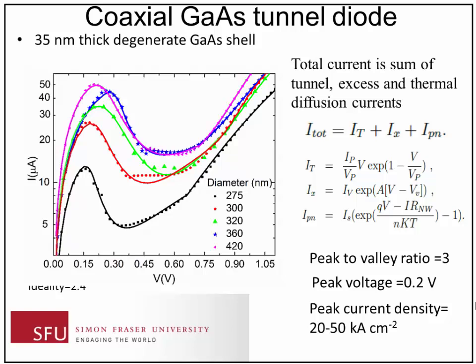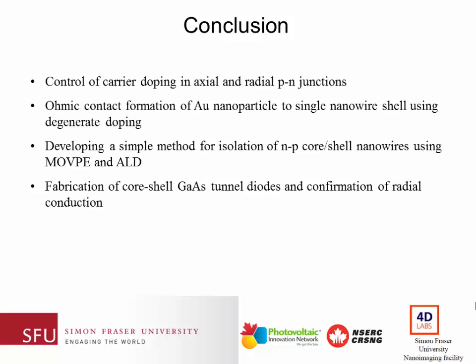And at the end, we had very good control of doping of the coaxial devices. We managed to combine MOCVD and ALD to cut down the cost of device fabrication. Eventually, for larger devices, we fabricated state-of-the-art structured gallium arsenide nanowire tunnel diodes.